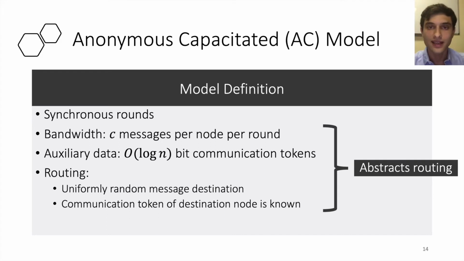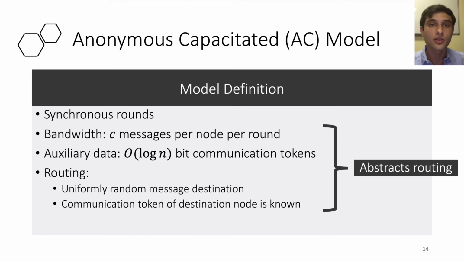This definition allows us to abstract the routing of the underlying model over which the anonymous capacitated model is simulated. All the nodes are basically symmetric in terms of the number of messages they can send per round. And if we simulate the anonymous capacitated model, for example, in the Congest, the designer of the simulation can take the exact way in which messages are sent in the Congest and shove that routing information into the communication tokens.